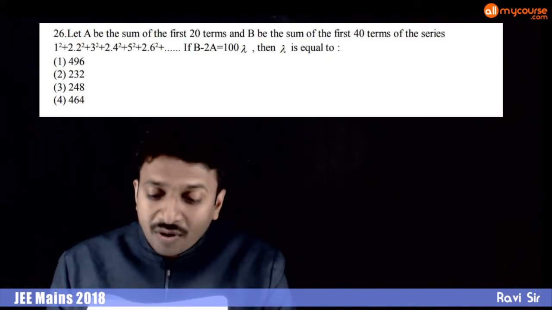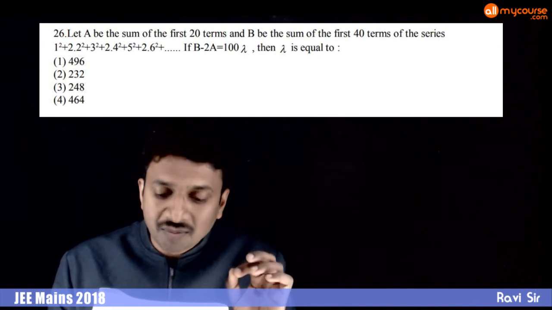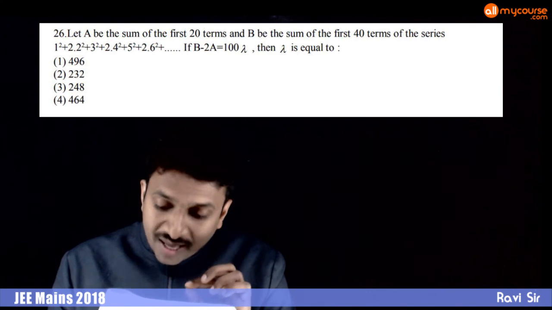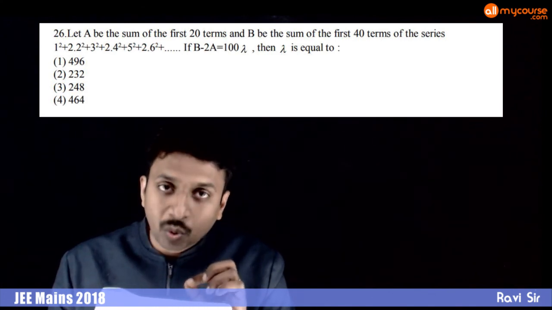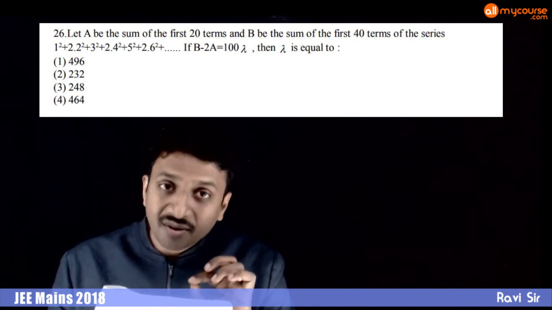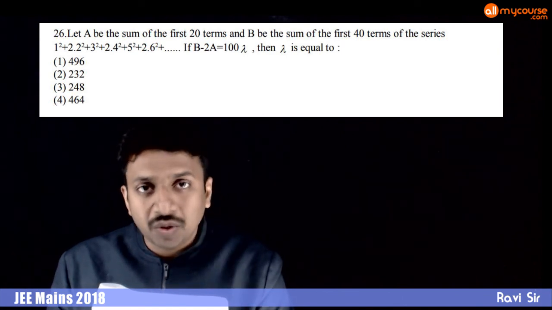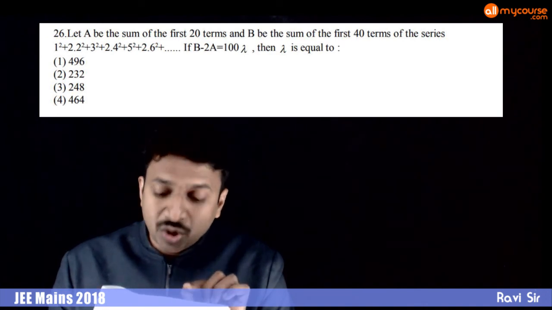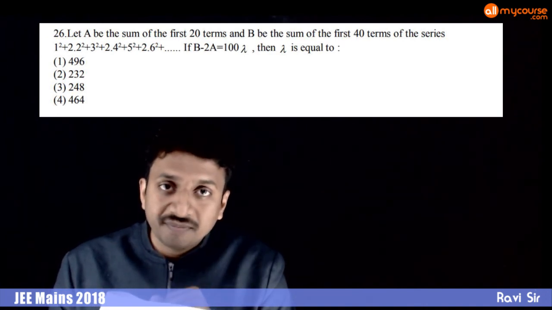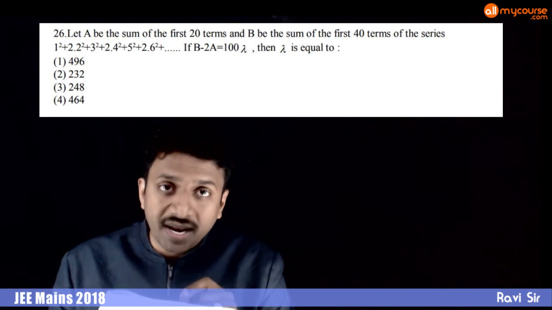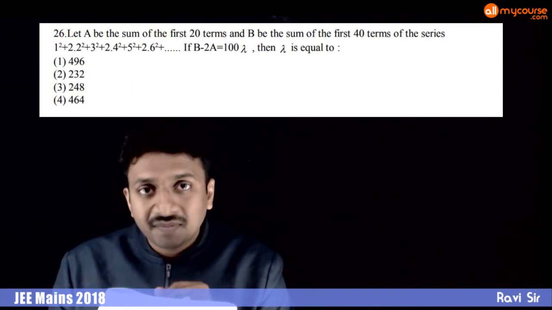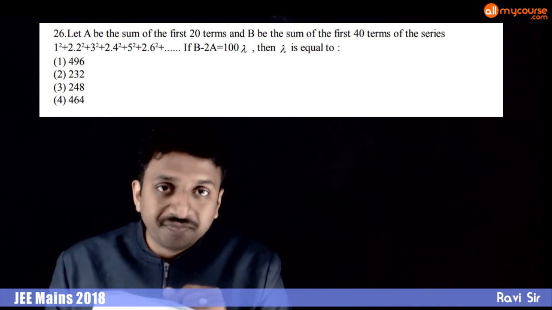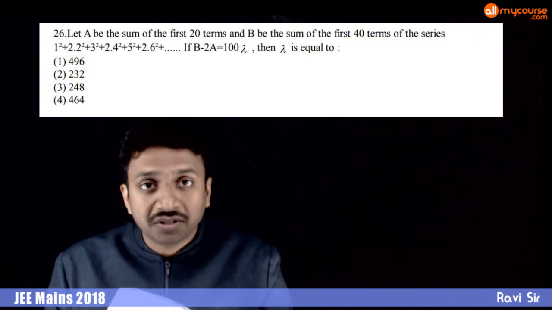A is the sum of the first 20 terms and B is the sum of the first 40 terms of 1² + 2·2² + 3² + 2·4² + 5² + 2·6² + and so on. You're asked to find lambda if B − 2A = 100 lambda. So lambda in this case will be equal to 248. 248 is the answer to this question.